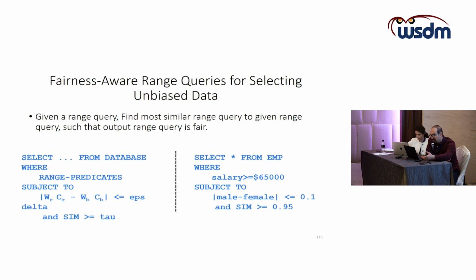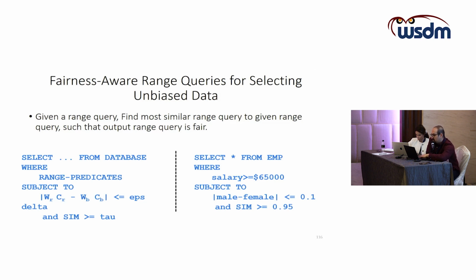The weight, it can be weighted, is less than an epsilon, and the similarity is larger than a value tau. For example, we want to find the employees whose salary is larger than 65K, subject to the difference between males and females being less than 0.1, and that's obviously the ratio, and their similarity is more than 0.75. And that is Jaccard similarity, okay?